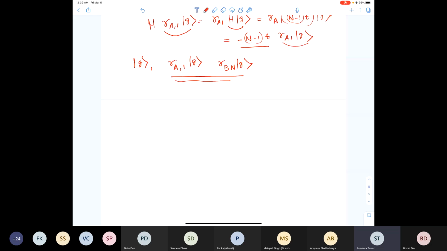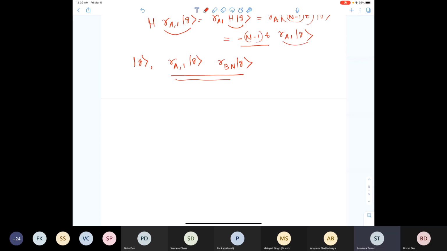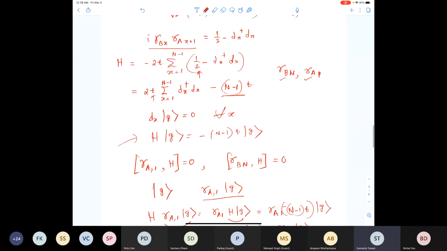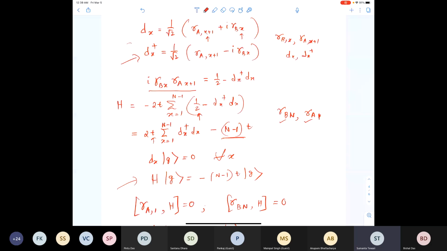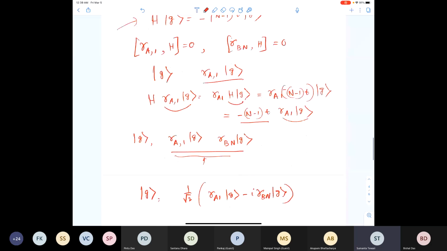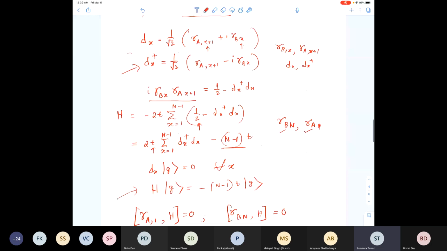I'm just going to skip a little bit of math there, and you can show that there are only two degenerate states, two orthogonal degenerate states. One is G, and the other one is a linear combination of these two states, 1 by root 2 gamma A1 G minus I gamma Bn and of G. Now, if you look at my definition of these d fermions, this state is precisely the d fermion that you can construct out of those end Majorana fermions.